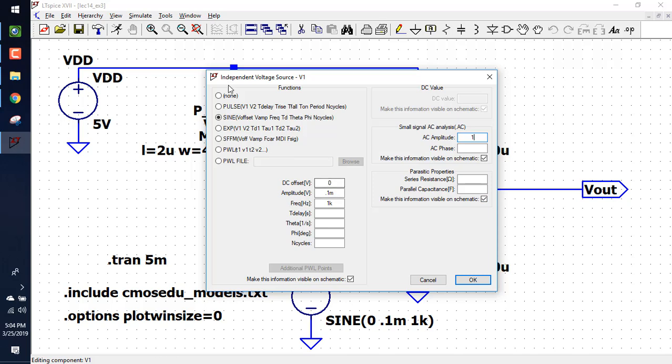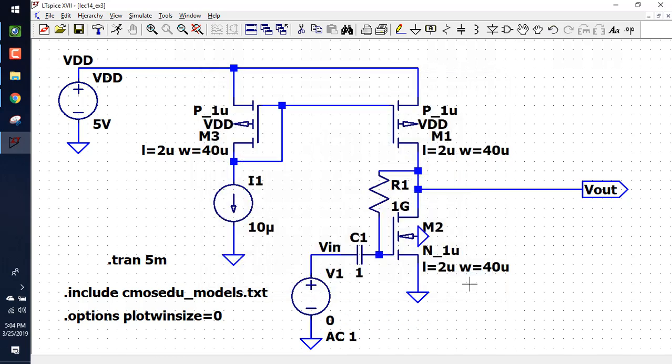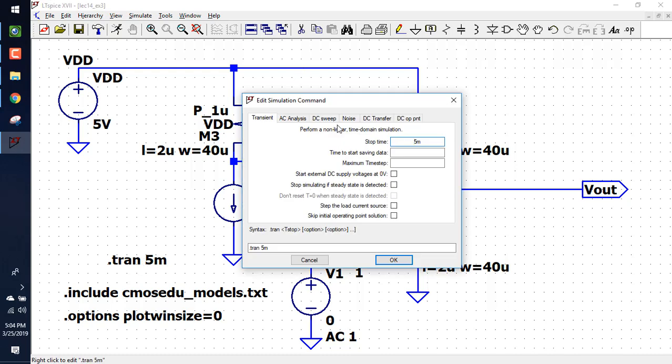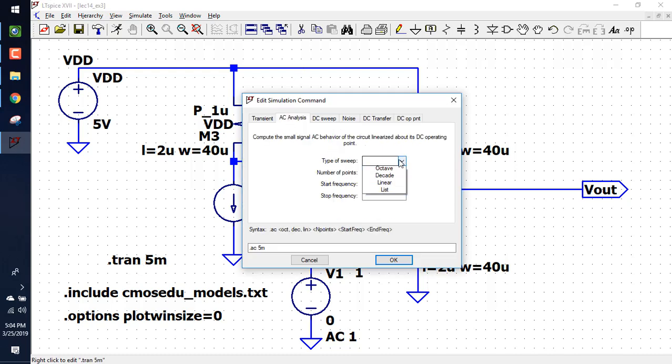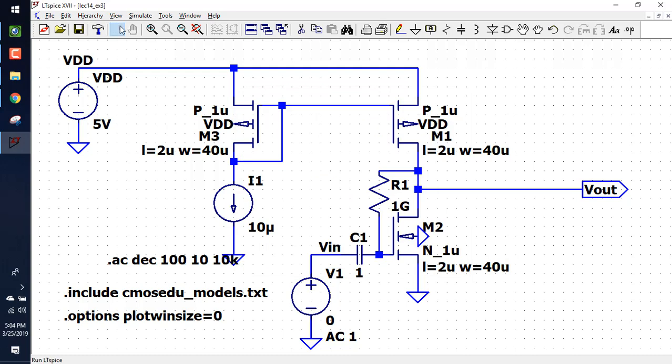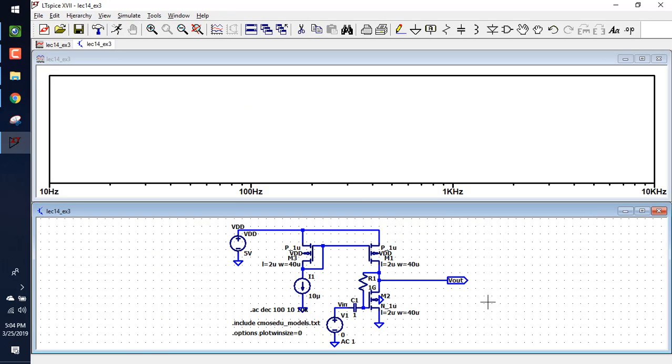I'm not going to show any of this stuff. And I have 0. I can put 0 here. Hit OK. And I've got my nice little source here. I'm going to right click here and go to frequency or AC analysis. Do a decade sweep, 100 points per decade. Start at how about 10 hertz and go out to how about 10 kilohertz. Then I hit run. First thing I'm going to plot is V in.